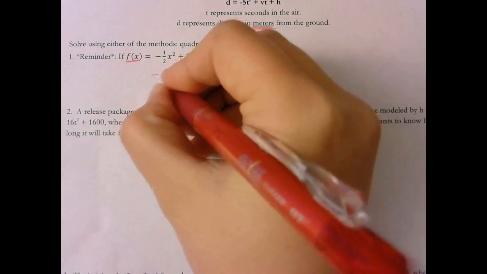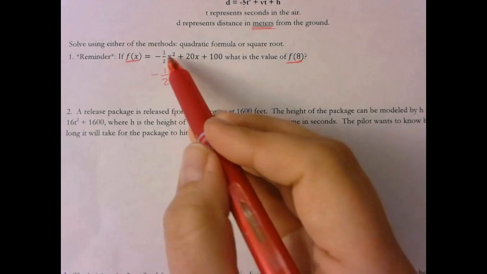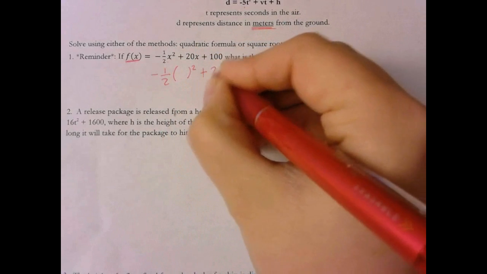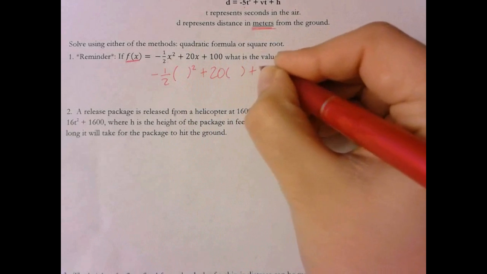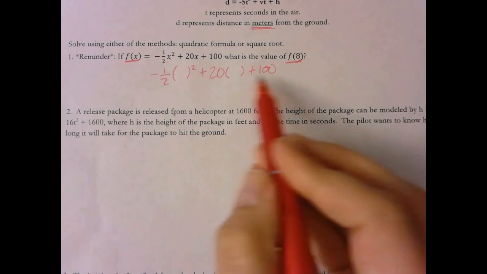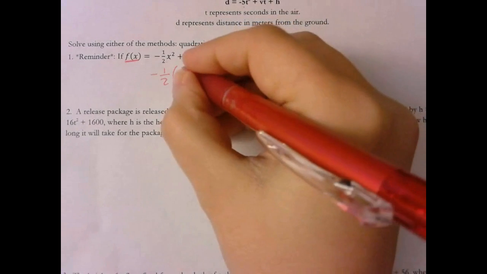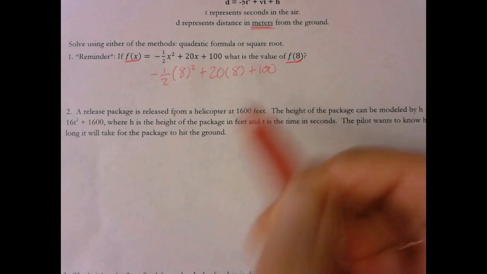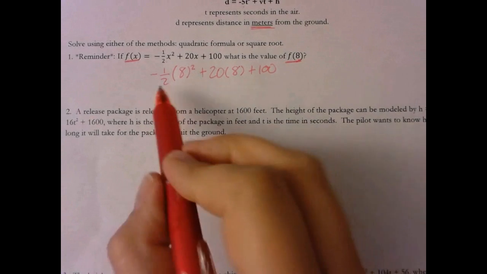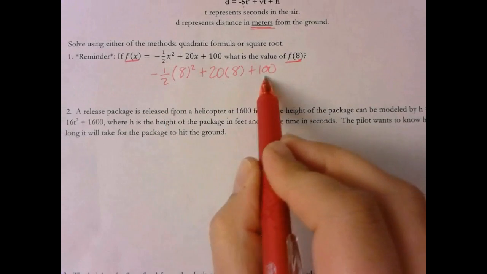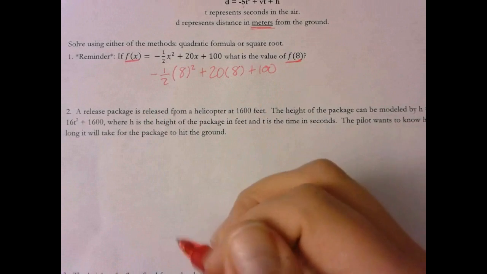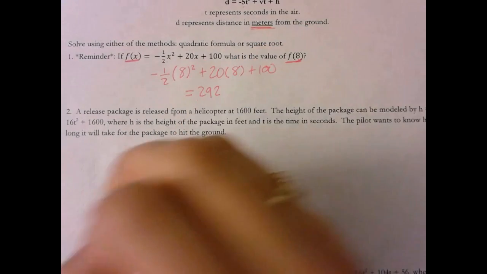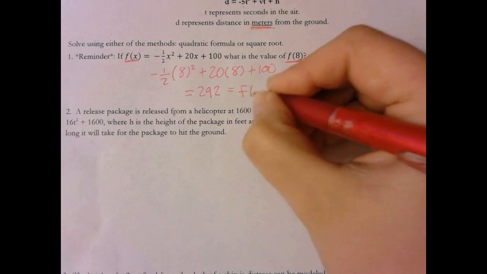So we have negative 1/2, use parentheses. Anywhere you have a variable, replace it with parentheses. So negative 1/2 x squared plus 20x plus 100. That's our equation. And now we said we want to find it for 8, so we plug in 8 here and here. You have a choice. You can solve this by hand, or we can be lazy. Plug this into your calculator, exactly this, parentheses and all, and guess what? You'll find out that this equals 292. And that is f of 8.